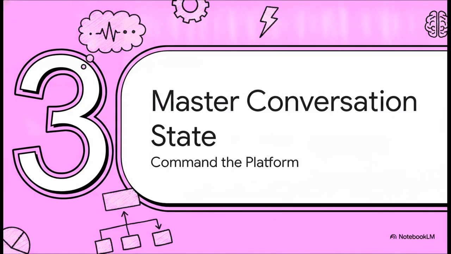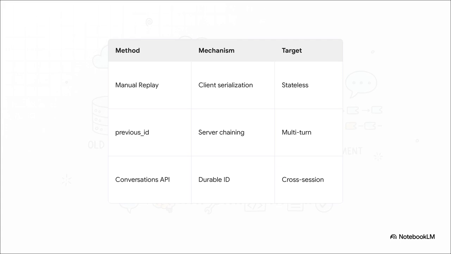Let's move on to part 3, mastering conversation state and commanding the platform. Now, while the platform can manage the state for you, you still need to know how to pilot it. We basically have 3 primary ways to manage session history under this new paradigm. First, there's good old manual replaying, which you'd use for highly specific stateless environments. Then, there is the previous response ID. Honestly, this one is the real game changer. Instead of sending the full transcript, you literally just send the ID of the very last response.